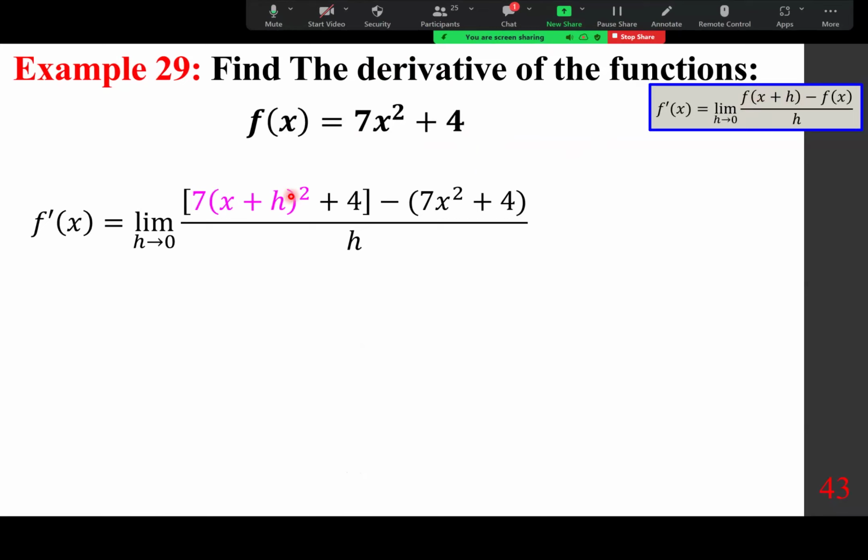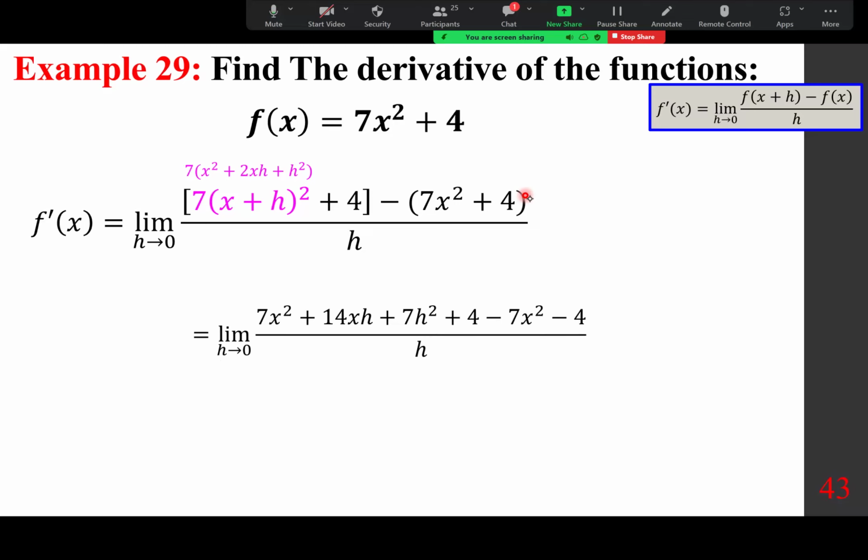So x plus h quantity squared is x squared plus 2xh plus h squared. We multiply it by 7, we get 7x squared plus 14xh plus 7h squared plus 4 minus 7x squared minus 4. All we are doing is simplifying the numerator, everybody. So 7x squared and minus 7x squared, 4 and negative 4 cancel each other.